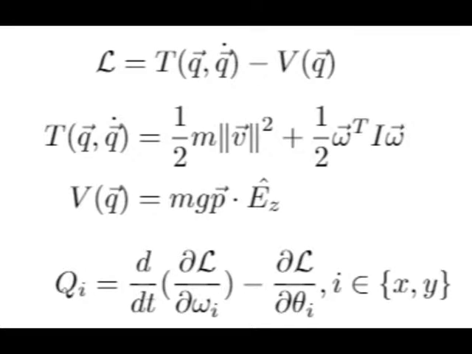Afterwards, we simply take the Lagrangian of the system, where T is the kinetic energy. In this case, it's simply the combination of linear and angular kinetic energies. And V is the potential energy, in which case we just have the gravitational potential energy. The differentiation of the Lagrangian with respect to the omegas and the thetas, which are our generalized coordinates in terms of position and velocity, gives us the equation of motion, where Q sub i is the external force, and the terms on the right will yield the relationships between each of our state variables and the external force upon the system.